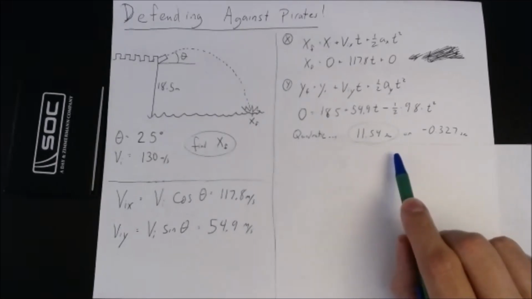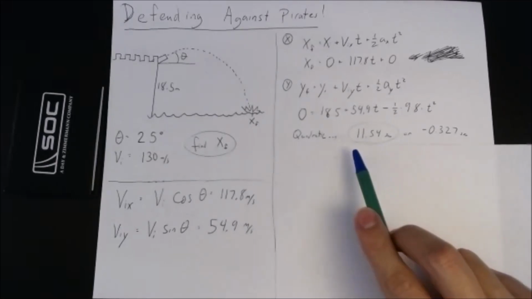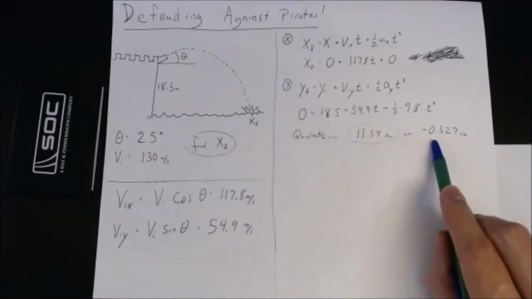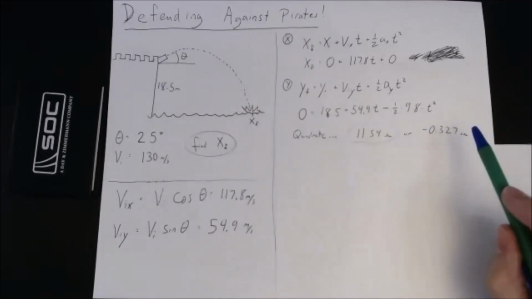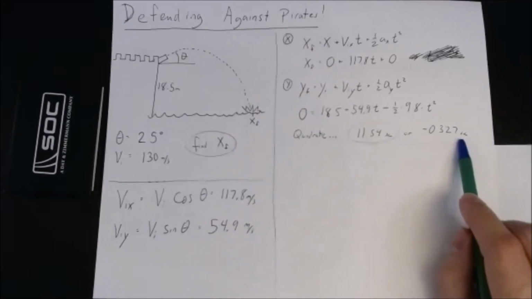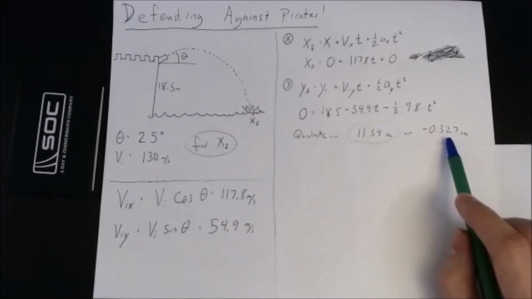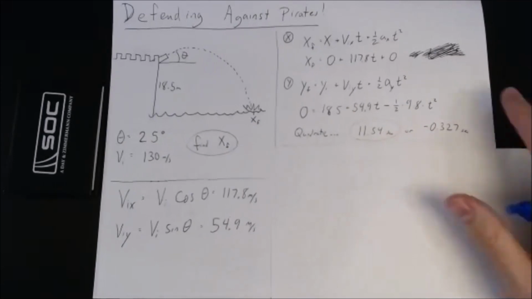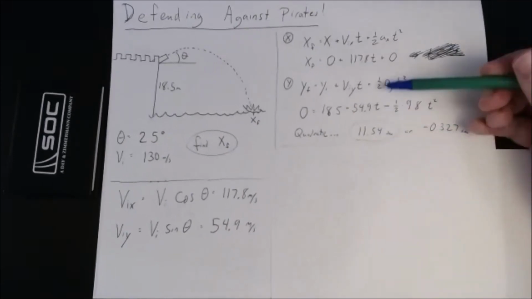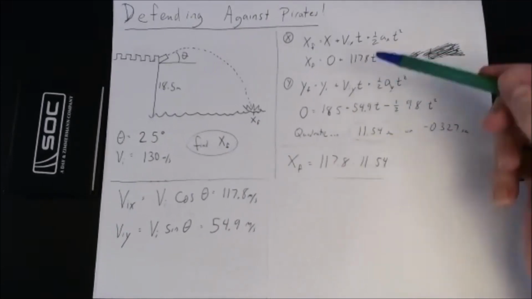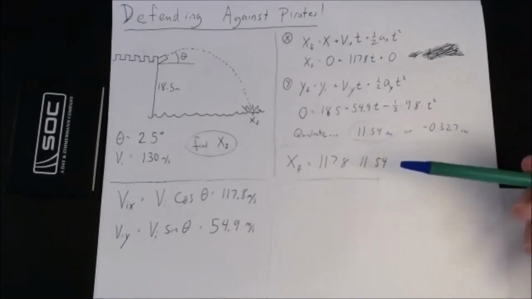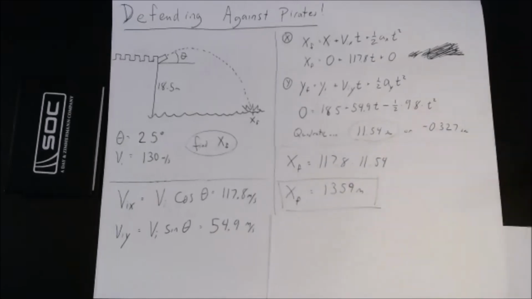And so I recommend getting a calculator that can do it for you, and you would find that the answer is either 11.54 seconds or negative 0.327 seconds. This doesn't make any sense. It does not make sense that it would land before you launched it, and so we can ignore that and say, well, it's got to be 11.54 seconds. We then plug the 11.54 in there, so we get 117.8 times 11.54, and we get that x final is equal to 1359 meters.